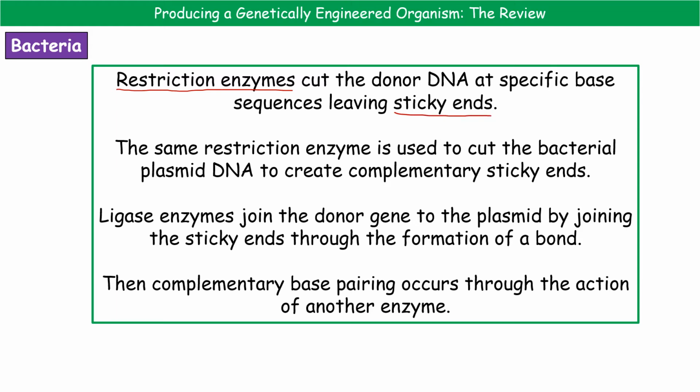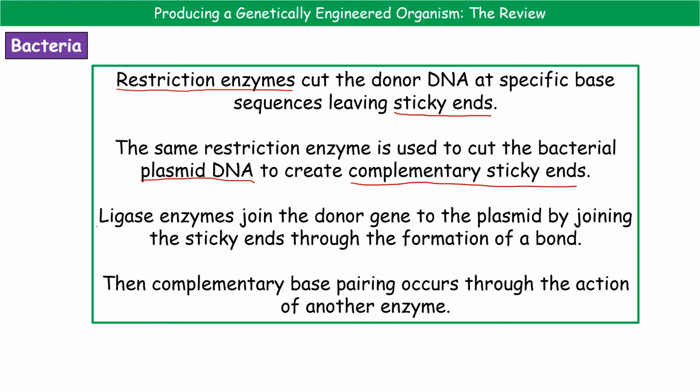We use that same restriction enzyme to cut the bacterial plasmid DNA, and we will then have complementary sticky ends to our gene. So by using the same restriction enzyme with both the donor DNA and the bacterial plasmid DNA, we get complementary sticky ends, so the gene can join with the plasmid.